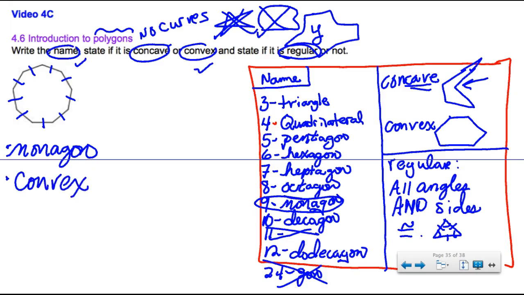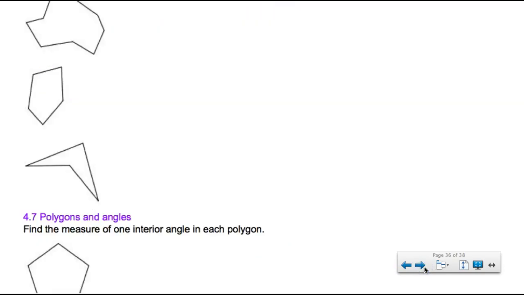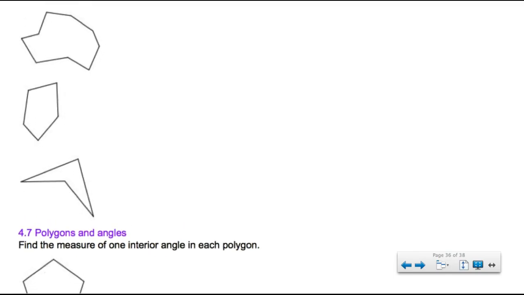Although the markings aren't there, by appearance, this appears to be regular. It looks like if this were 3 centimeters, so is this, so is this, so is this. And all these angles look like they're the same measure also. So by looks, we'd say it's regular. Technically, markings should be on there for you to definitively know that. But so we have a convex regular nonagon. Next up, we're going to do the same thing with these up here. So first thing I do is I count up the sides to give it its name.